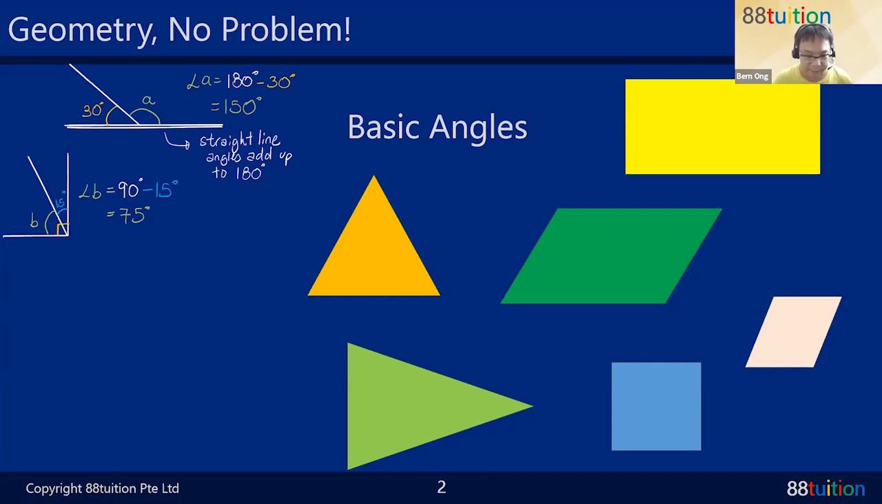So that is the angles adding up to 90 degrees, and this orange angle is what we call 90 degrees, or a right angle. Every time you see the words right angle, it is 90 degrees. So these are very common kinds of angles.